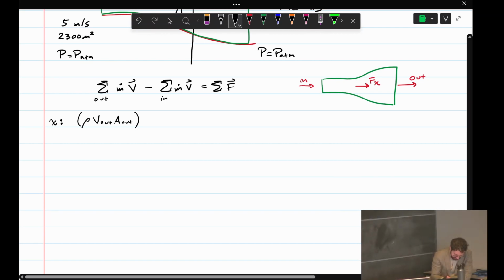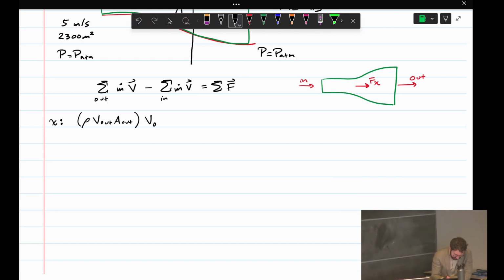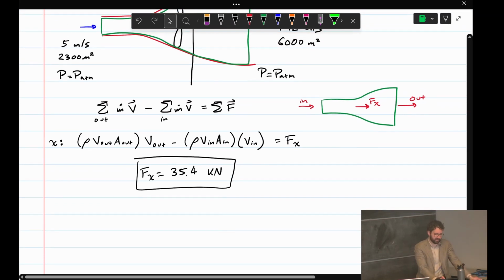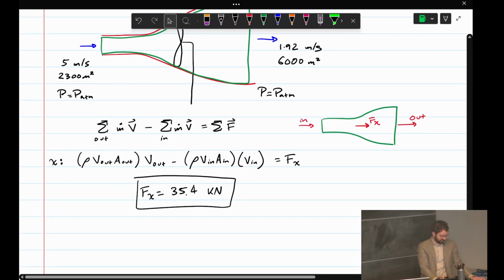So that is m dot times V in the x direction, which is V out, minus rho V in A in V in. Okay, so we get the x force being applied to this control volume is 35.4 kilonewtons. So wind turbines are pretty big, so they experience very high forces, basically.